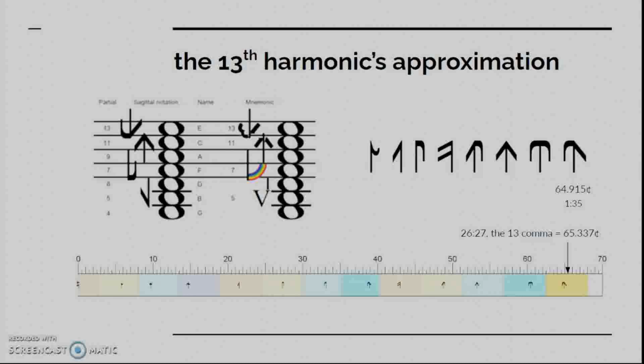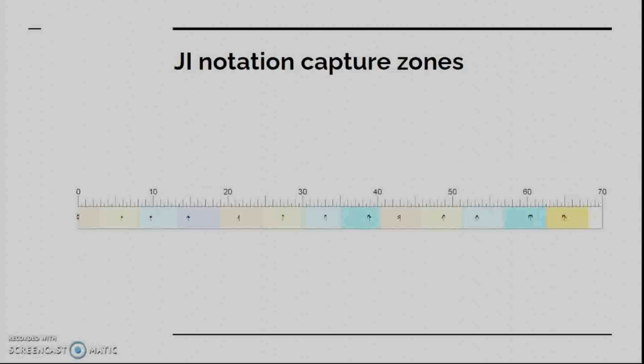Now, some of you may have a special piece of music which uses both the 35 comma and the 13 comma, and draws important musical distinctions between them. That's fine too. In that case, sagittal provides accents to let you distinguish them. We won't have time to take a closer look at accents today, though.